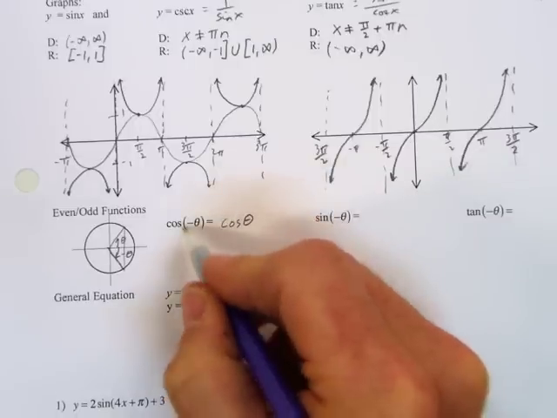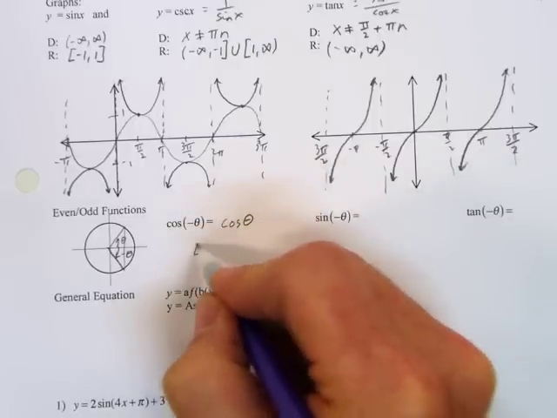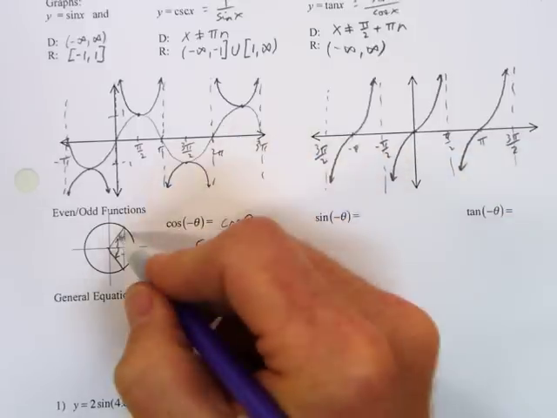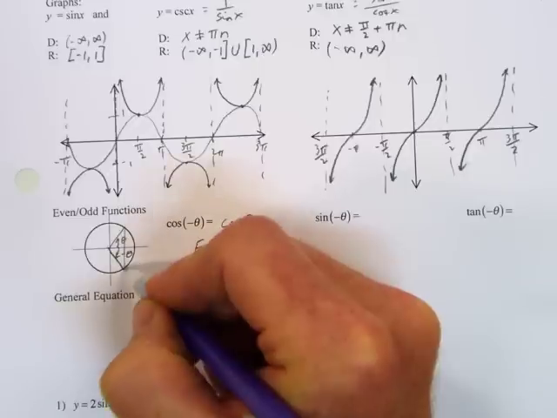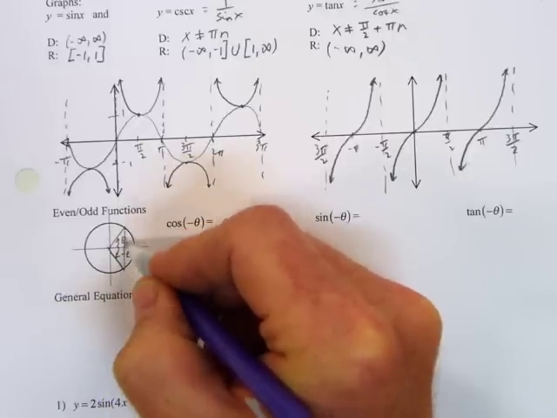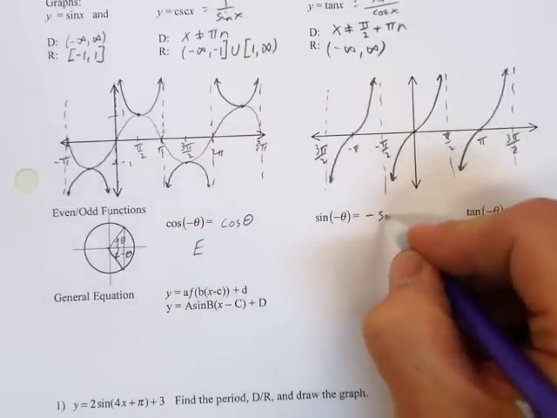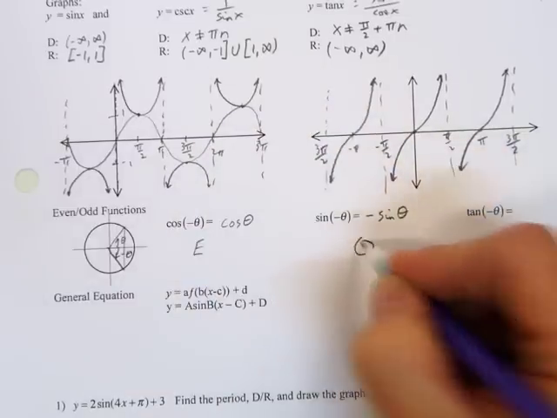And if that's true, f of negative x equals f of x. This is even. Sine of negative theta is the y value. The y value here is negative. And the sine of theta is positive. So it's negative of sine of theta, which makes it odd.